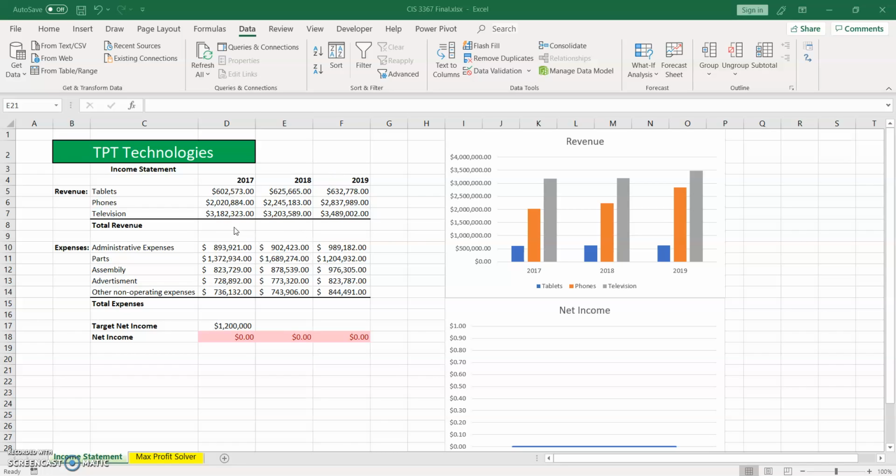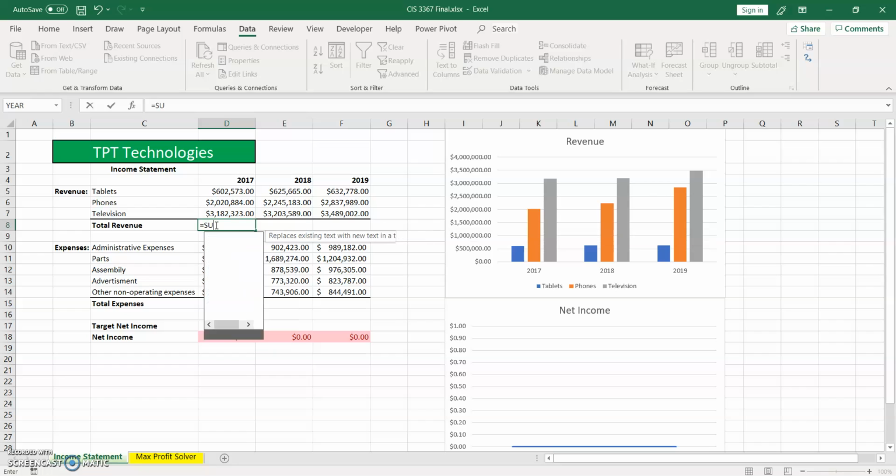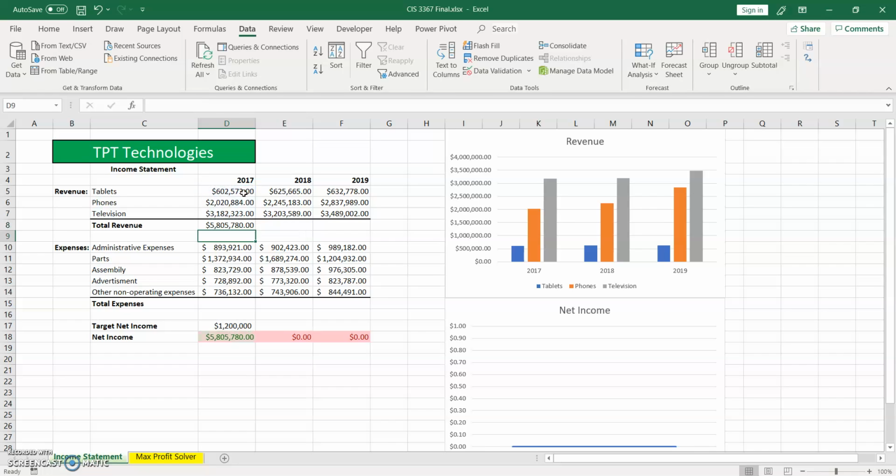So first, we gotta calculate our total revenue and total expense. And to do that, we just gotta put in equals. So we gotta add up all the revenue for each of the products for that one single year. So we've got equals sum, and then we just select the revenue for the three products for that 1 year. We're gonna close up parentheses, hit enter, and there we go. We got a total revenue for the three products for the year 2017.